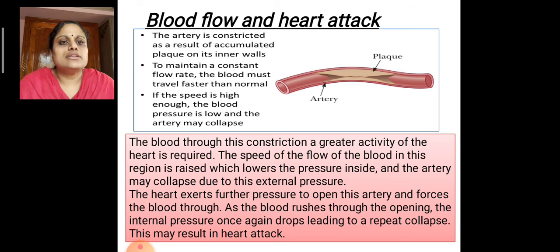That is, the blood through this constriction requires greater activity of the heart. The speed of flow of the blood in this region is raised, which lowers the pressure inside, and the artery may collapse due to external pressure. The heart exerts further pressure to open this artery and forces the blood through. As the blood rushes through the opening, the internal pressure once again drops, leading to a repeated collapse. This may result in a heart attack.